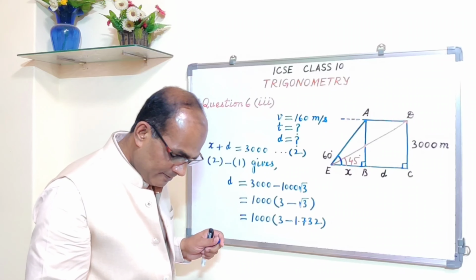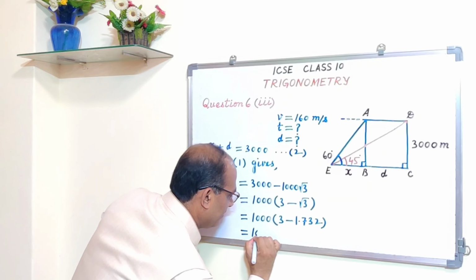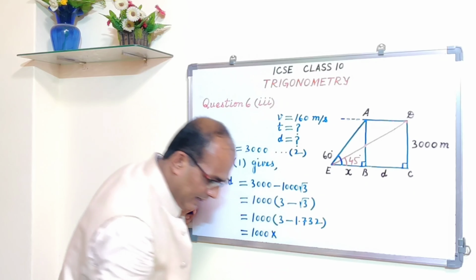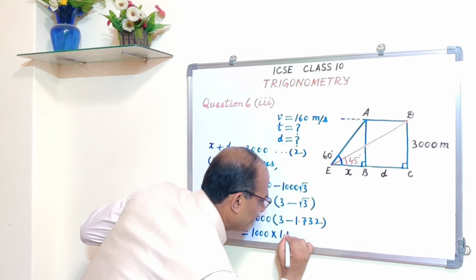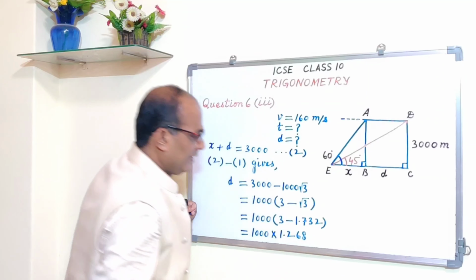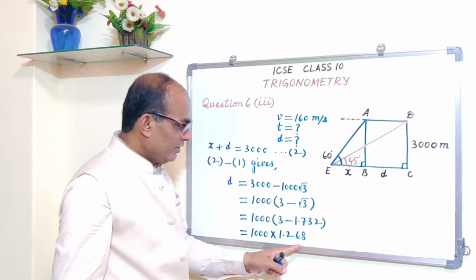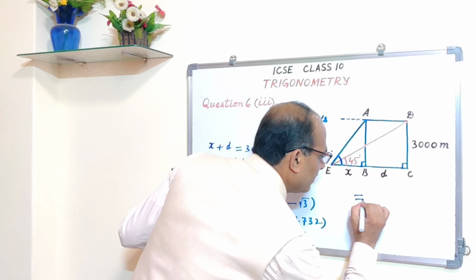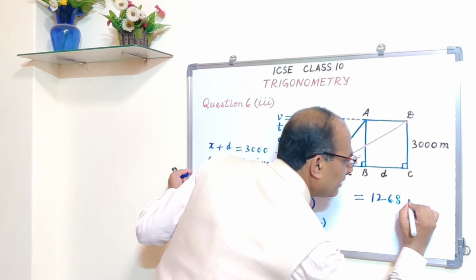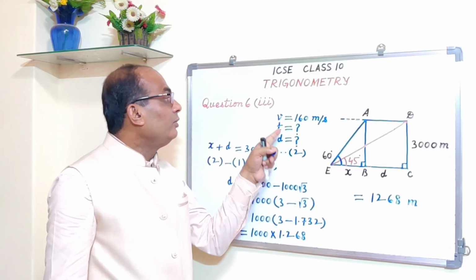Alright. Now when you subtract, you get 3 minus 1.732, which is 1.268. So 1000 as it is, multiplied by 1.268. Fine. Now when you multiply, you get 1268. So this is equal to 1268 meters. Alright, you got D and you know V.